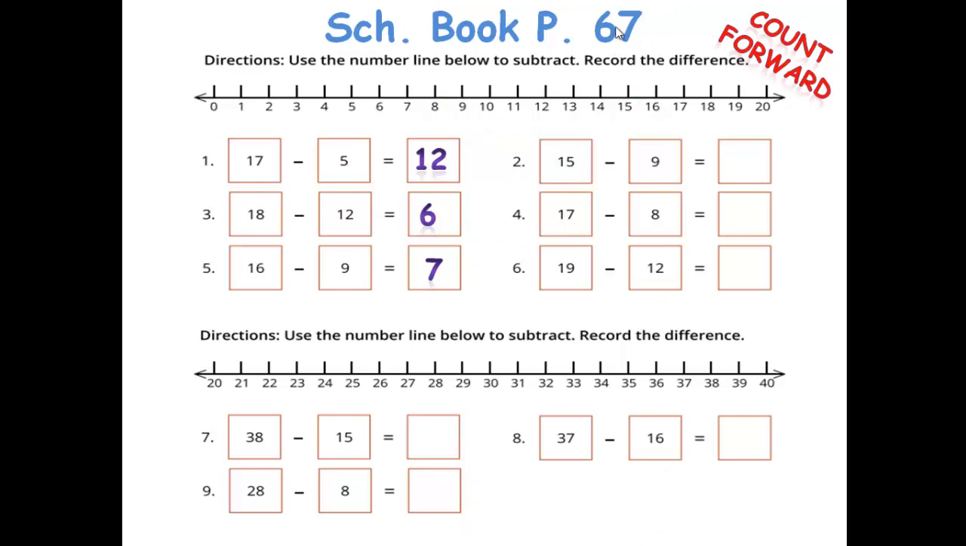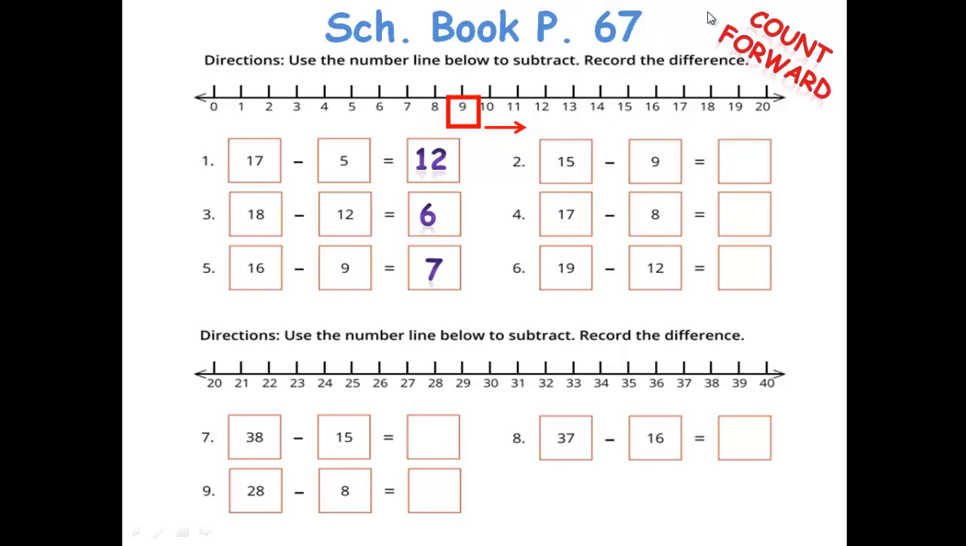15 minus 9. I'm going to use counting forward. So what number should I start with? 15 or 9? Of course, 9. So I will circle 9, and I will walk in the right direction. Now, I'm going to count from 9 till I reach 15 and stop, and then let's see how many times we count.